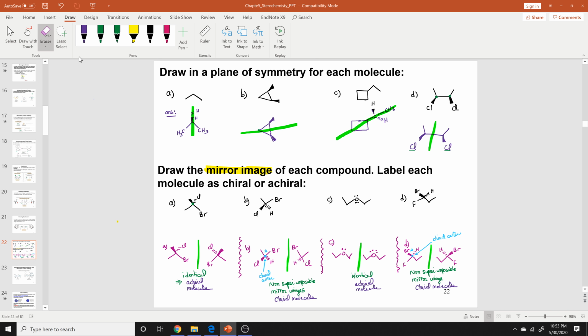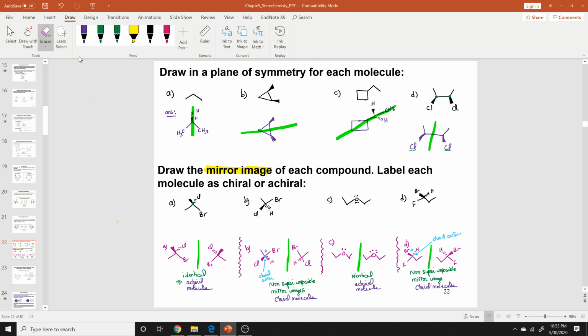So this means that if I attempt to draw a mirror image of this structure and then do a rotation and try to align the bonds, they will align. So the molecules are going to be identical. See, those two are identical. They are not mirror images of each other. So we're going to say that the molecule is an achiral molecule.